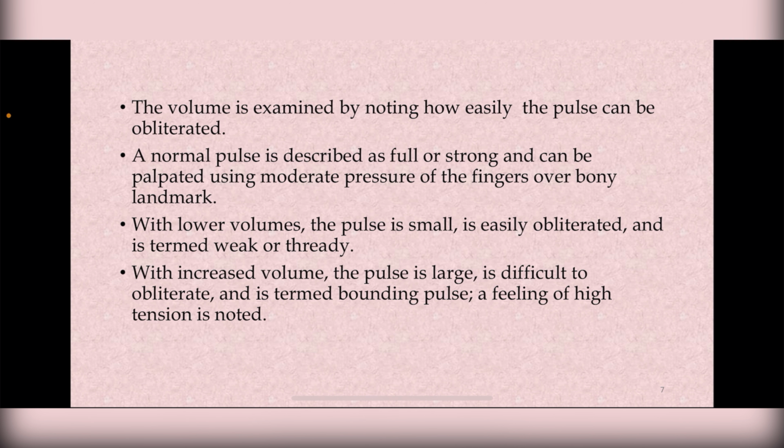The volume is examined by noting how easily the pulse can be obliterated. A normal pulse is described as full or strong and can be palpated using moderate pressure of the fingers over a bony landmark. With lower volumes, the pulse is small, is easily obliterated and is termed weak or thready, difficult to palpate. Okay. With increased volume, the pulse is large, is difficult to obliterate, and is termed bounding pulse. A feeling of high tension is noted, which means after running or jogging or any stressful work, if your pulse is high, that is bounding pulse.